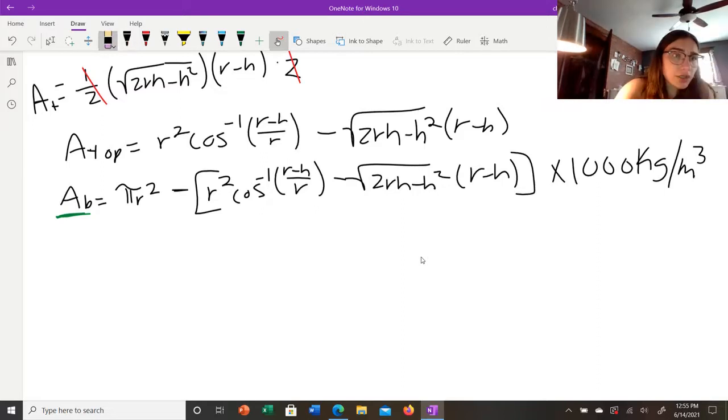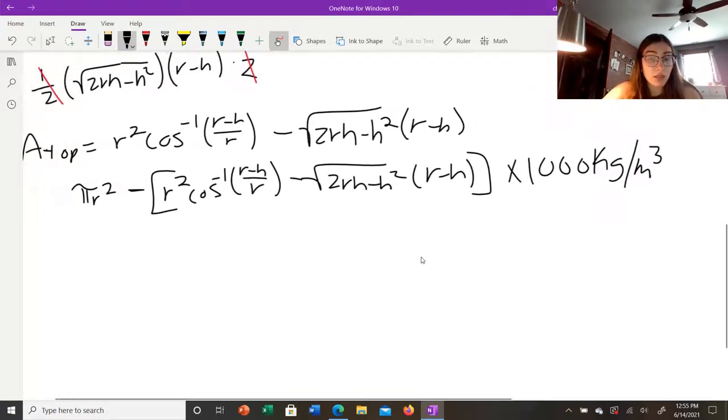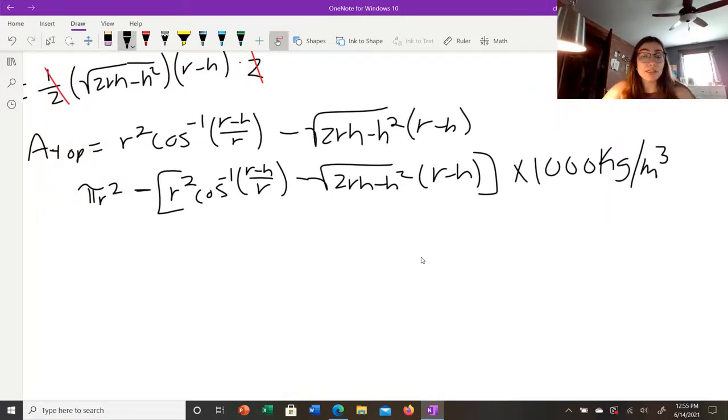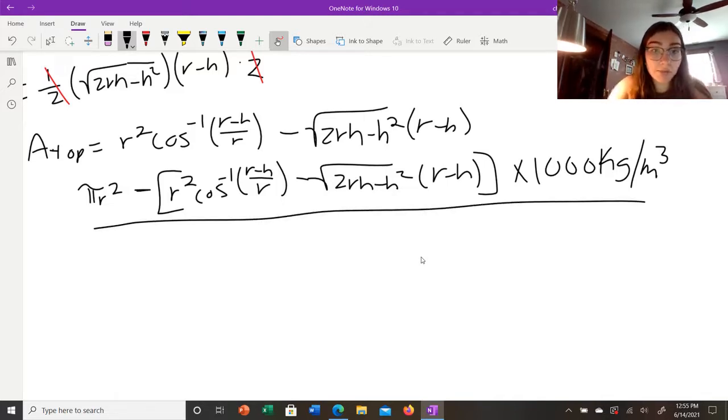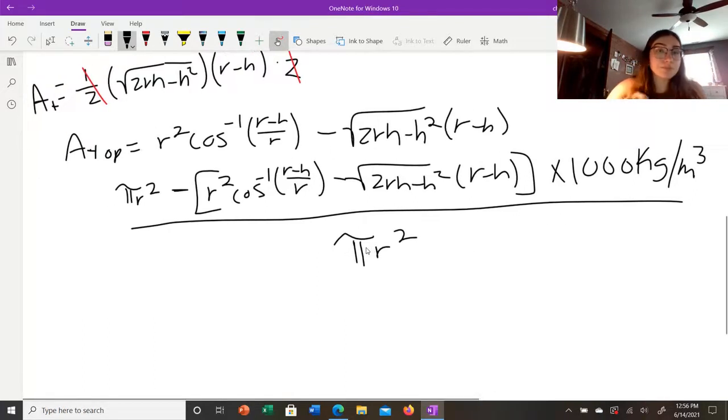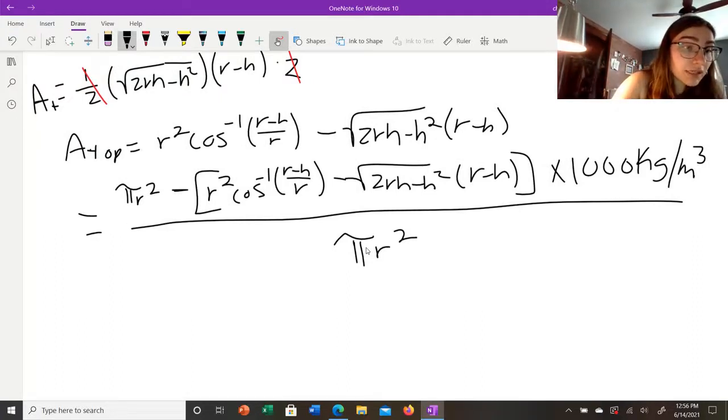So this is no longer the area of the bottom. This is now everything that was on the left side of the equation. Now that we've multiplied it by the density of the water, we just need to divide it by the area of the circle. So we're just going to take all of this and divide it by pi r squared. This whole thing is a lot to rewrite, so we're just going to add these in here. And this final thing is equal to the density of the log.